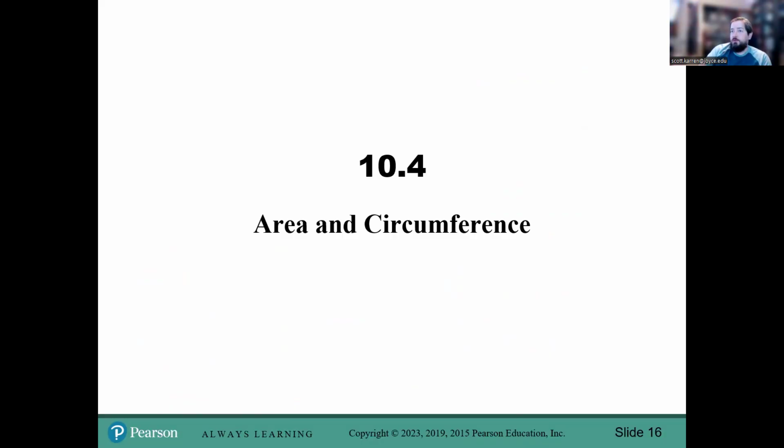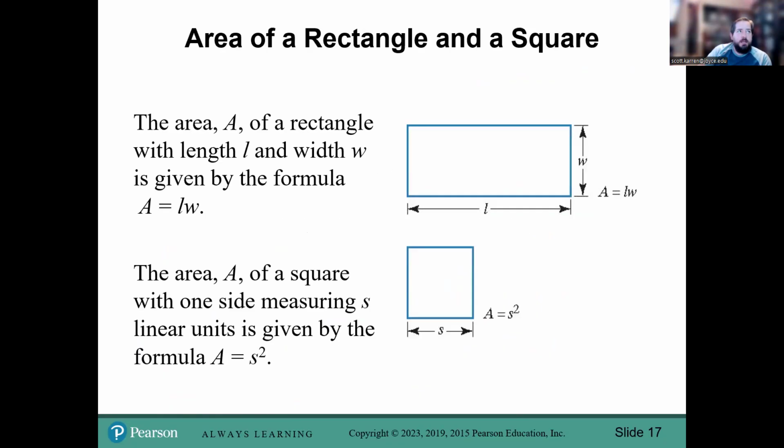All right. So 10.4 is area and circumference. The area is the length times the width. It's the number of little squares that you could stick inside of this thing.